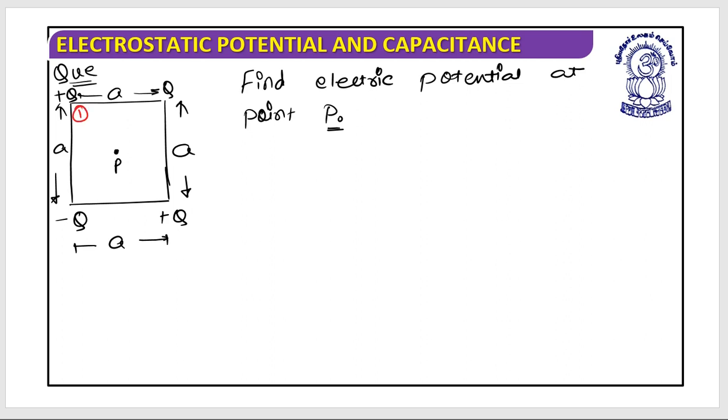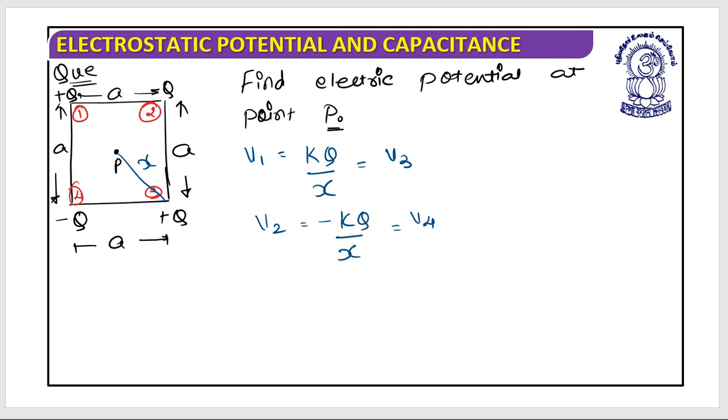This is first, second, third, and fourth. Now write down the magnitude of all this. Let's say this separation is x, and it is the same for everyone. So if I write V1, it would be kq by x. V3 would be the same, kq by x. If I write V2, it's minus kq by x. V4 would be the same.